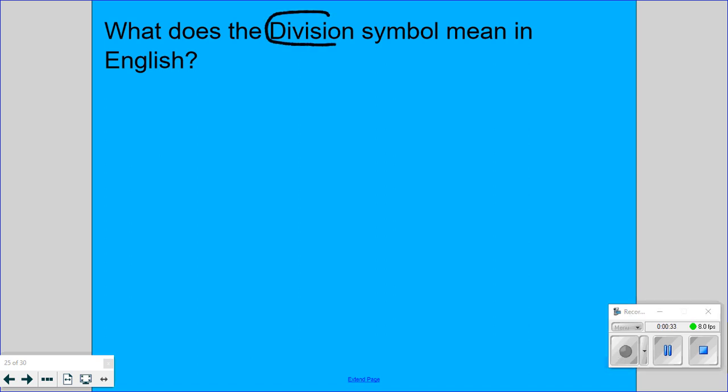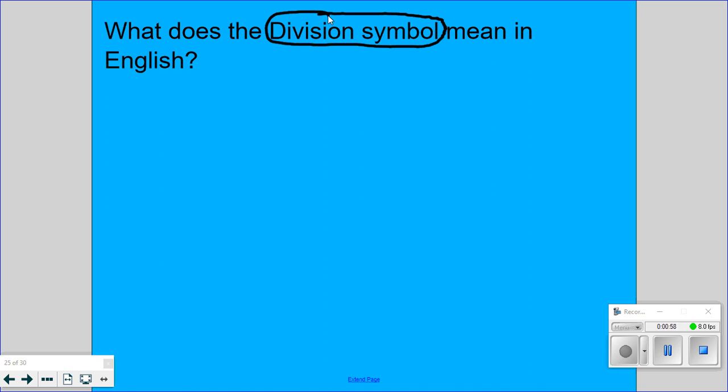Actually, let's circle division and symbol together. We know there are two symbols that show division. What are those two symbols? Give me one symbol that you know means division. Ariana? Say that again. A slash.